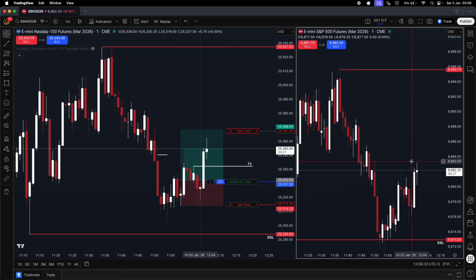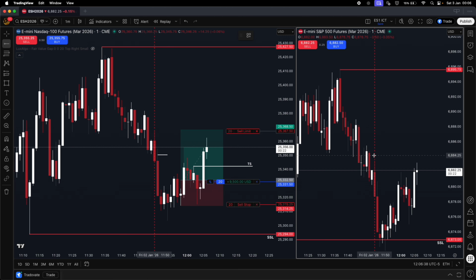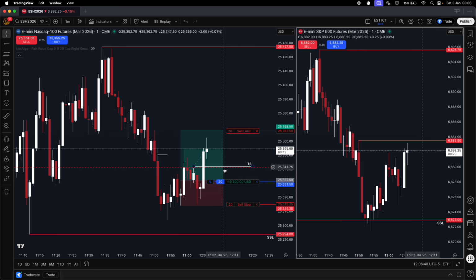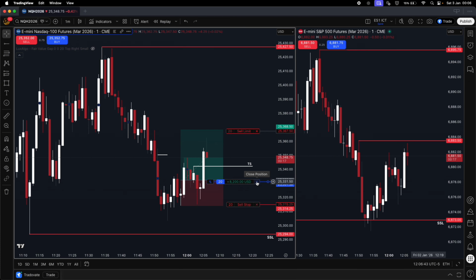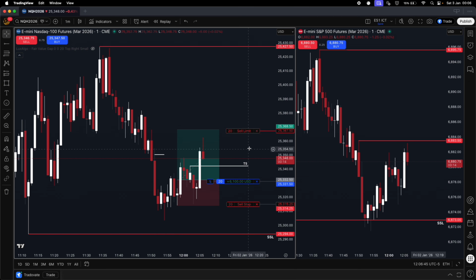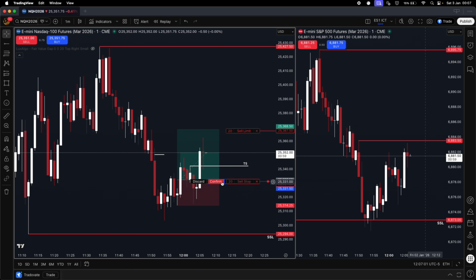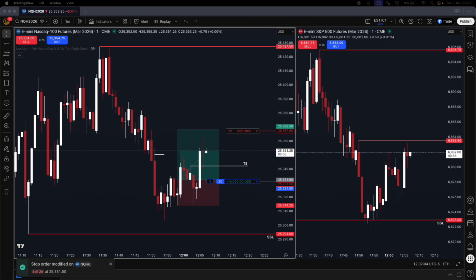Okay, so watch ES here, as ES might take the objective. So the objective on ES is that high. Let's see if we get this to close as a bullish gap, because then we're trailed to break even. Okay, so I'm going break even there, guys, on all of the accounts. So watch ES as well.